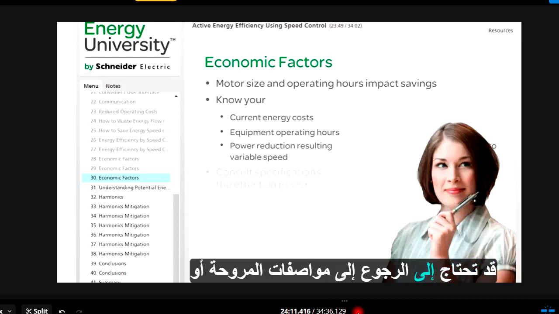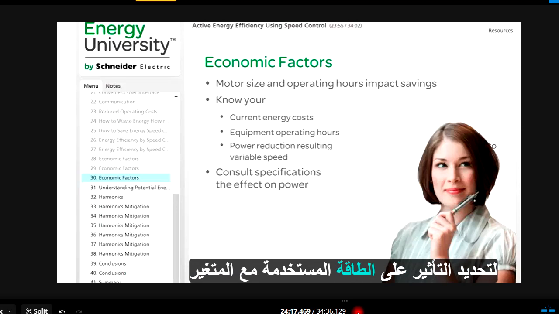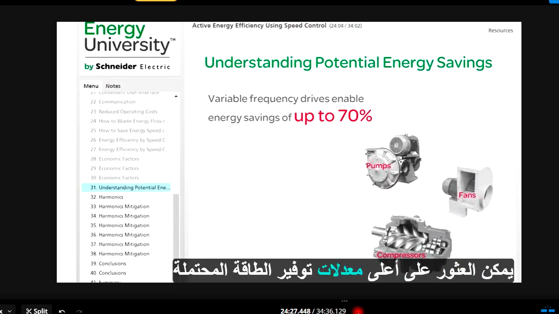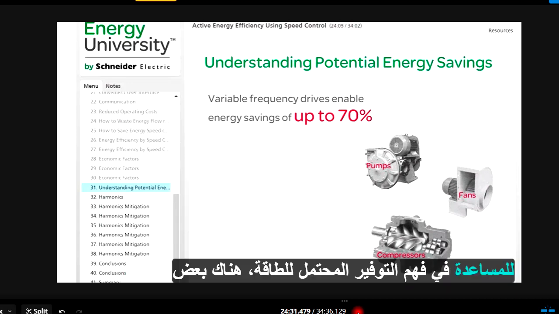You may need to consult the specifications of the fan, pump, or other equipment to determine the effect on the power used. With variable frequency drives, energy savings of up to 70% are achievable depending on the type of installation. The highest potential energy savings can be found on pumps, fans, and compressors. To help understand potential energy savings, a couple of new tools are available.